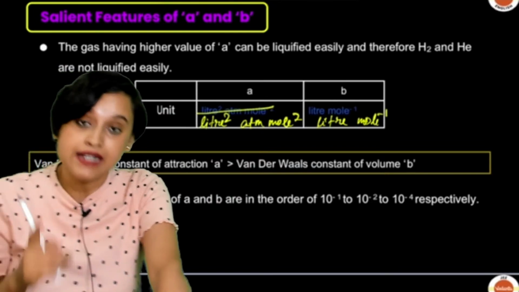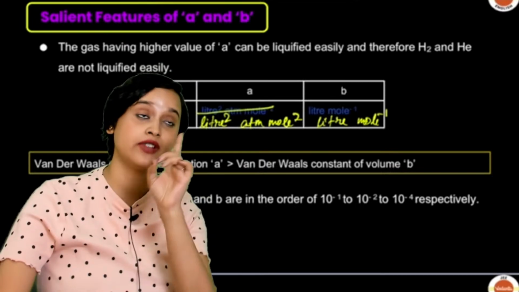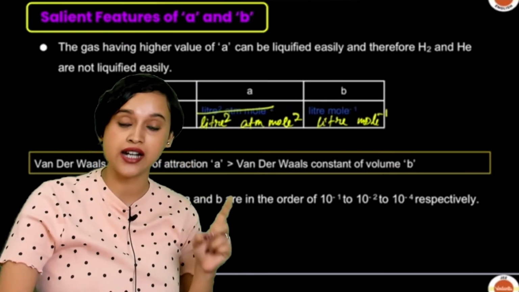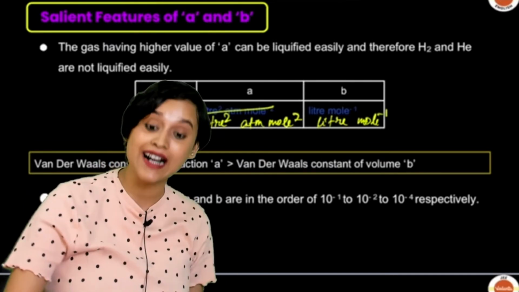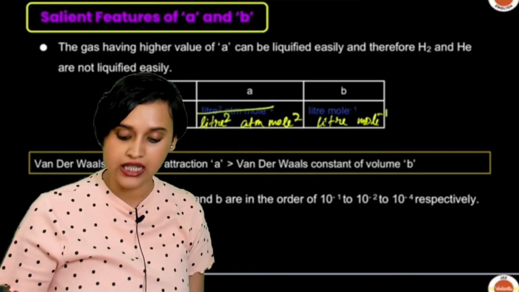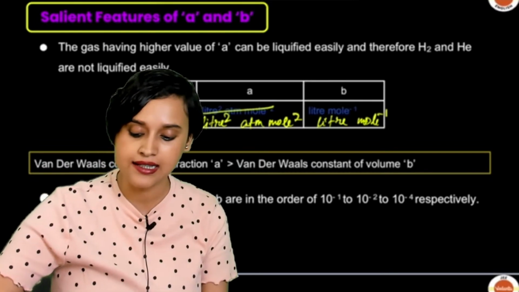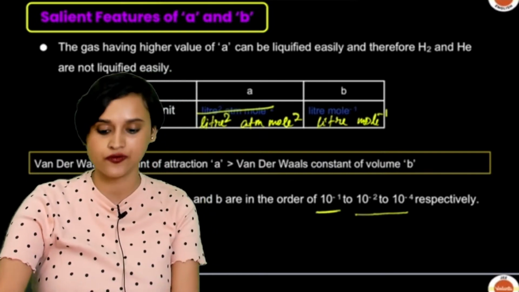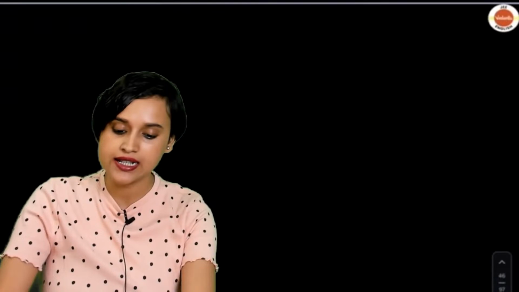Yes, everybody. Now, we spoke about that, while I said that A and B both are van der Waals constants, I also said that van der Waals constant of attraction A is actually greater than the van der Waals constant of volume B. So that means the numerical values of A and B lie somewhere between 10 to the power minus 1, 10 to the power minus 2, to 10 to the power minus 4. All right, are we understanding everything?